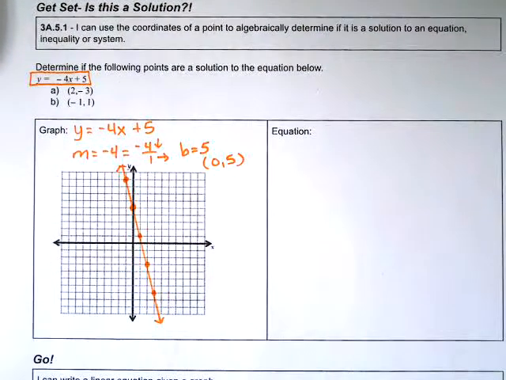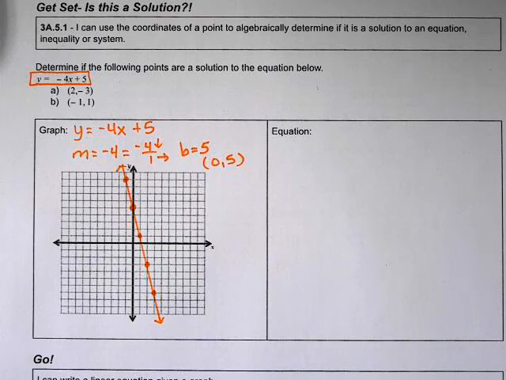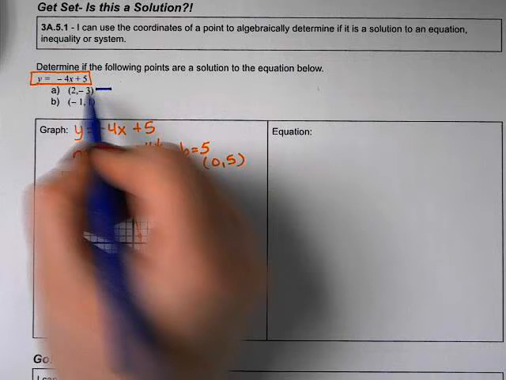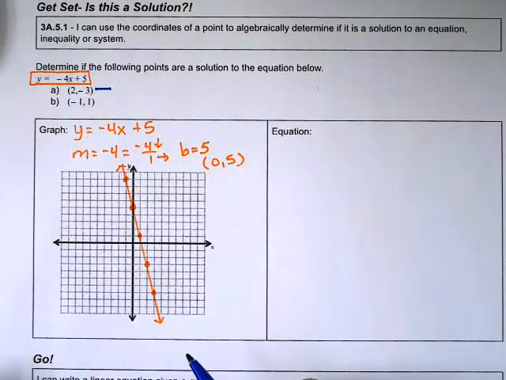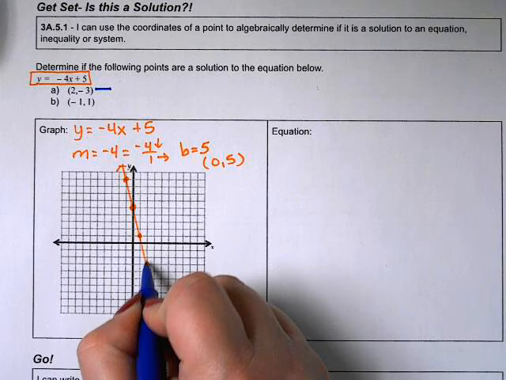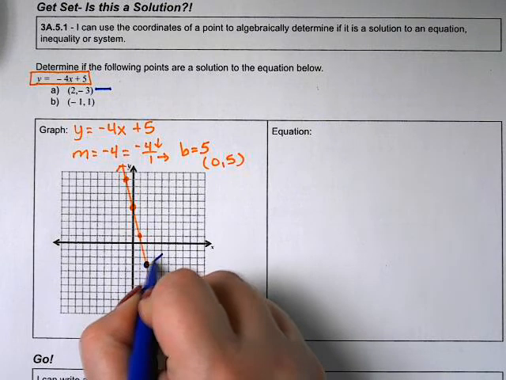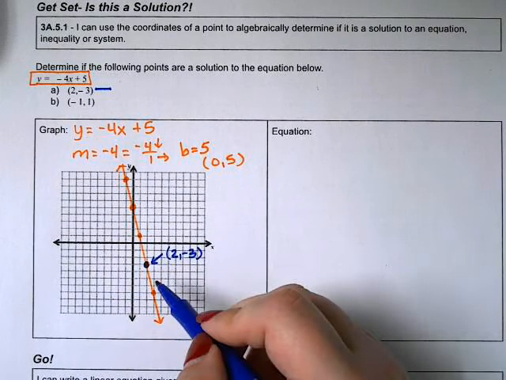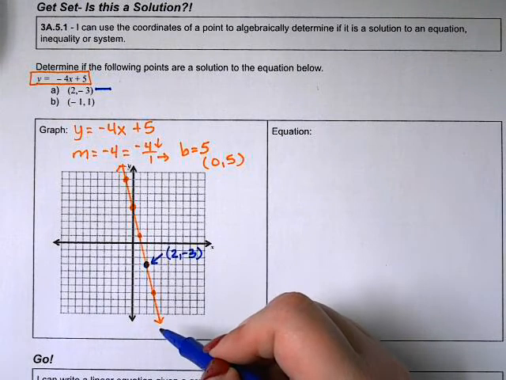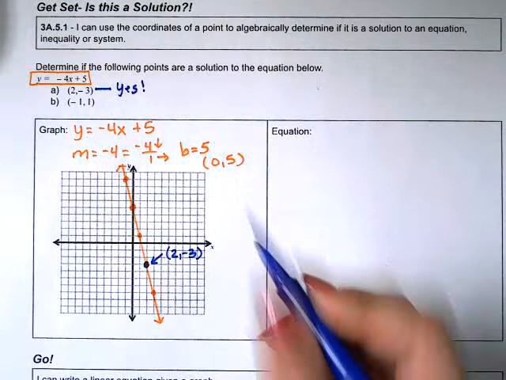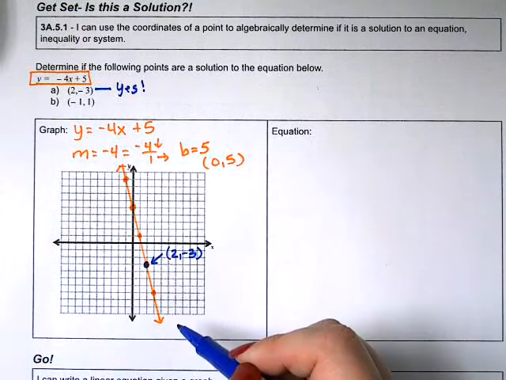Okay, so let's figure out whether these points that we're given are solutions to this equation or not. So for the first one, we've got this point 2, -3. So I'm going to go ahead and actually just plot that point on my coordinate plane. So 2, -3 is this point right here. And we can see when I plot it, it's actually lying on the line, which means that yes, this is a solution to this equation because it falls on the same line that we already drew.